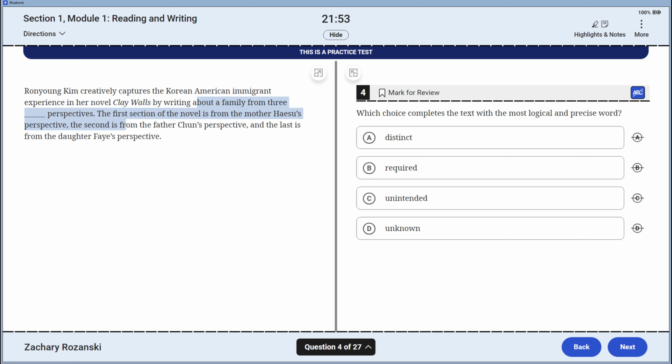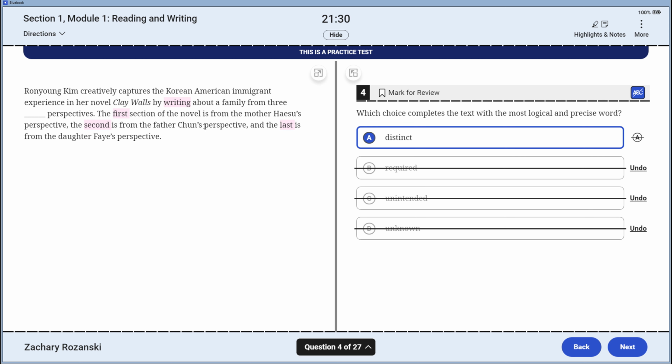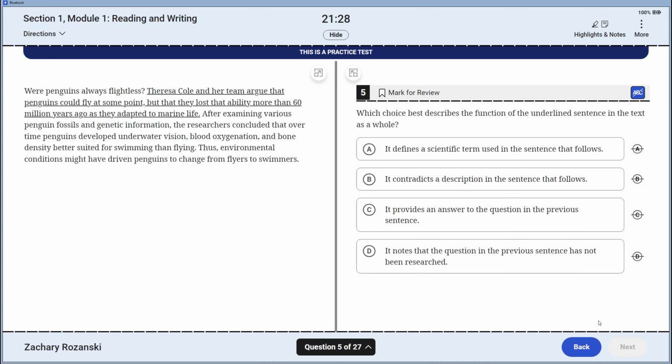4, I see a first section signal element. This is kind of a signal element that tells us we have 3 perspectives, but what are the perspectives? I don't see anything being offered in this first sentence, so our signal element is just our sequence: first, second, and third. We've got like an eclectic bunch, mother, eclectic, father. Different is probably just a better one, not eclectic. Different, distinct, required, unintended, unknown. Absolutely, 4 is going to be A.